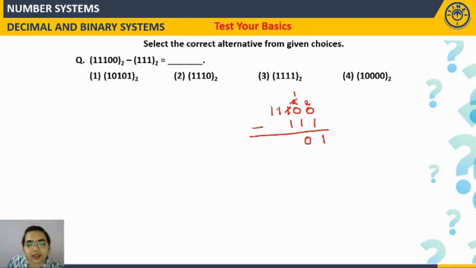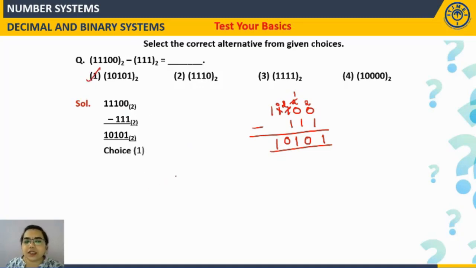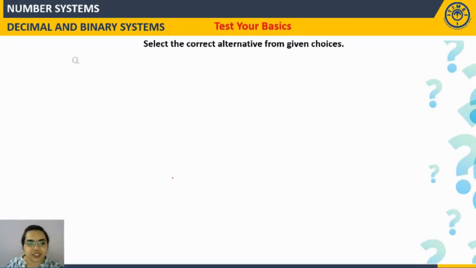Now again we need a carryover, right? So from here you cancel, get 0. Here you are getting 1. So 1 minus, you get 2 here, right? So 2 minus 1 is 1, 0 and 1. Yeah, so let's have a look at the solution. So what are you getting here? You're getting 10101. That is the answer. You can see it is present in choice 1. Is this clear? Alright, let's go ahead to the next question.